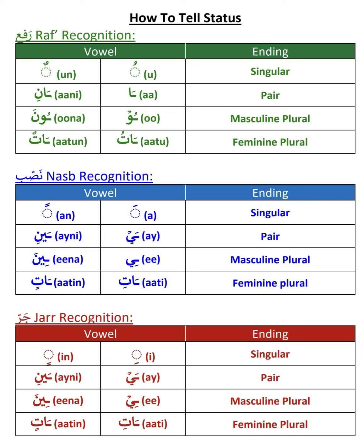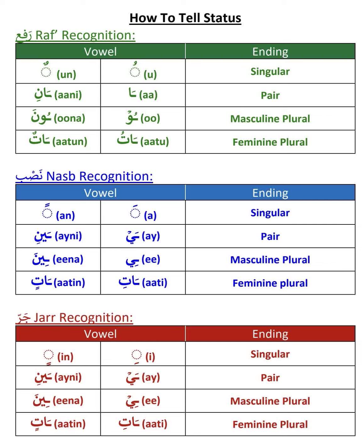Okay, last one, jar status. Now we said rafa, nasab, jar status. How to understand jar? Okay, it is obvious. Dhamma is for the rafa, fataha is for the nasab. Then obviously we have only one sound, that is kasara and kasaratain, we have for the jar. See, Arabic, they made it in such an easy way everyone can understand. Okay, so if you take Muslim word and put a kasara, Muslimi. If we hear the sound Muslimi, it is jar. Okay, then kasaratain. If you put Muslim and kasaratain, Muslimin, it is jar.